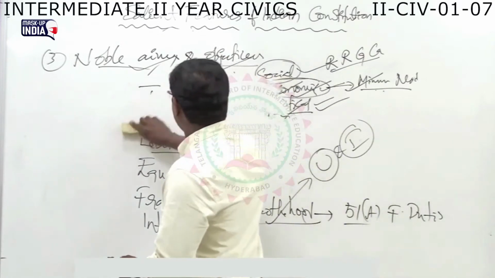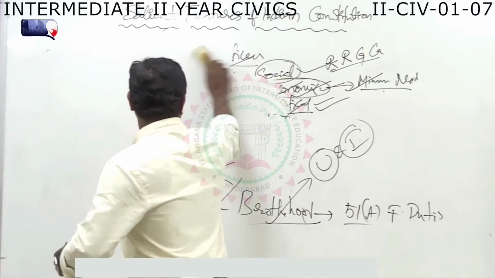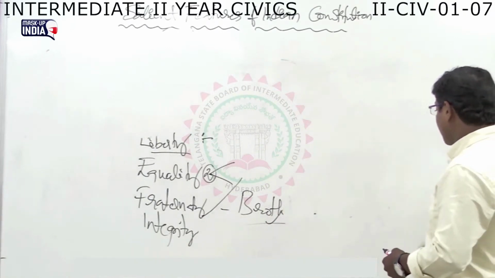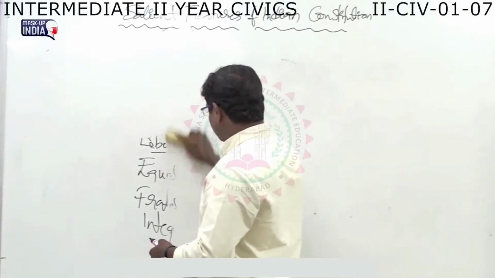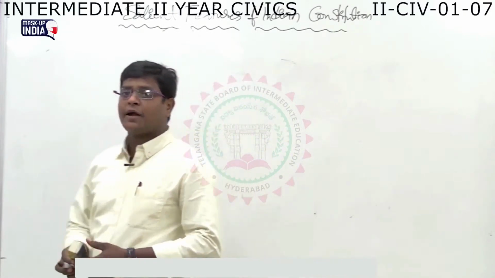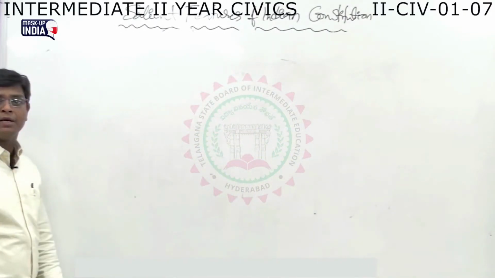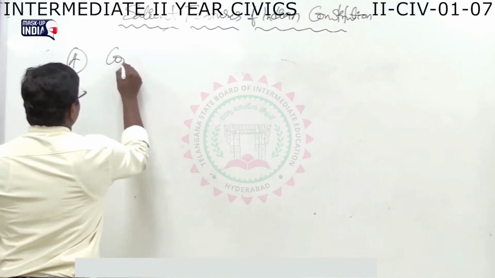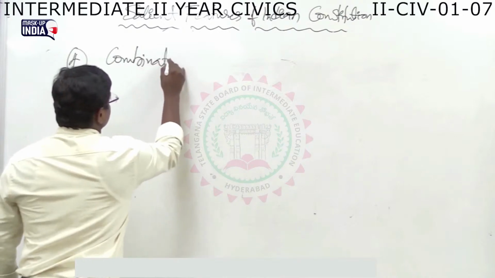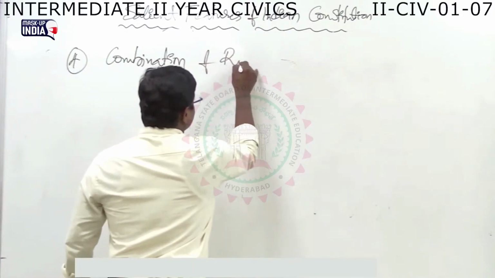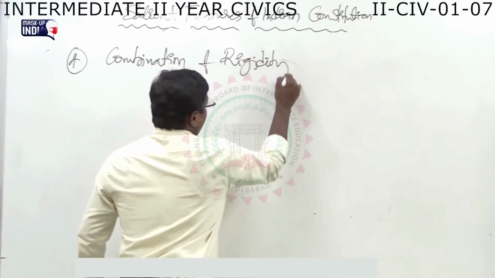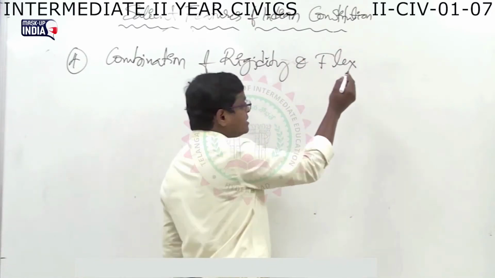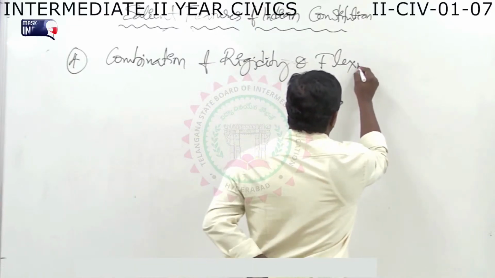Then the next one is the combination of rigidity and flexibility. You know very well, the Constitution is also classified in the manner of amendment procedure. The fourth salient feature is the combination of rigidity and flexibility. What is meant by rigidity and what is meant by flexibility? We studied this in the first year.